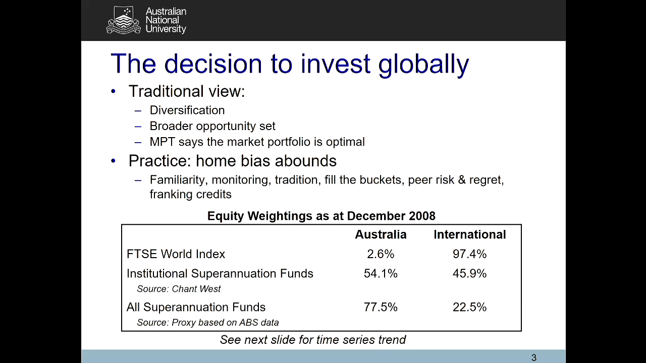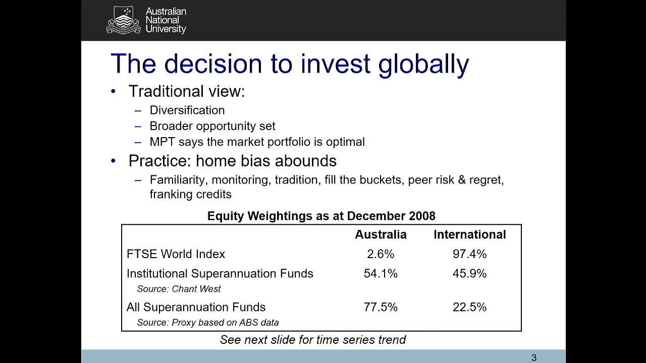So it shouldn't be a surprise that when you look at all superannuation funds, which include retail investors and SMSFs, the home bias is even more severe. Over 3/4 of assets in 2008 were invested in Australia. Now remember, that's all super funds, including the institutions that only have half of their weight in Australia, which means that there's a whole lot of retail super investors and SMSFs that essentially have everything, or almost everything, in the Australian market.